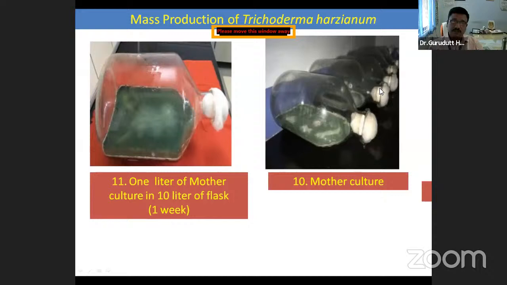Number one is isolation, then getting a pure culture, and then every time you have to prepare this mother culture. This is very, very important. It should be free of any contaminants so that we will get the end product with very good quality.